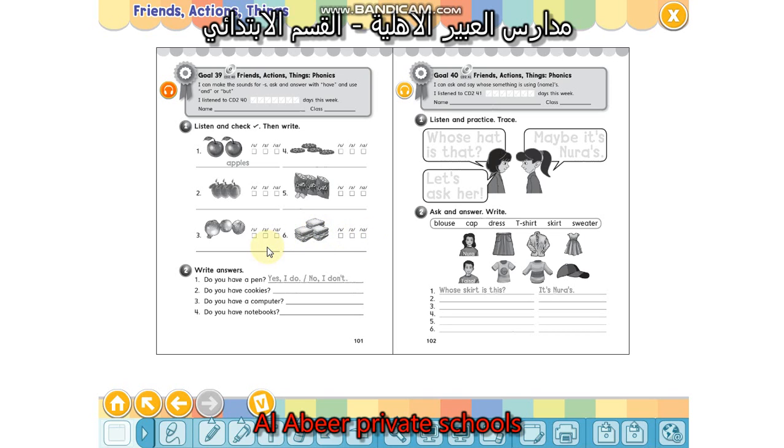Now write the words. Okay. Then do 2, write answers. After we listened to the words, we should put a check mark under the sound we heard. Okay, exercise 2, write answers. Here there are 4 questions, and you can write the answer with yes I do or no I don't, as you like.